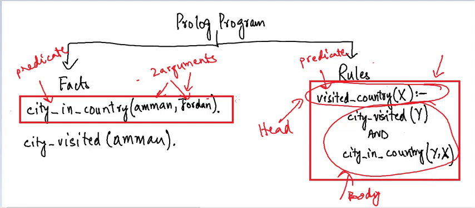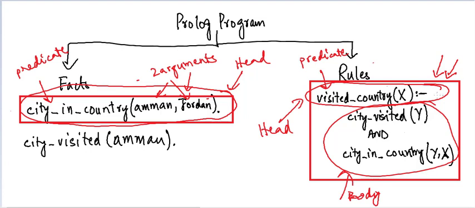As you can see, in this case, we don't have a body as such. We only have the head of the clause, right? So in this case, the clause is made up of two parts. There is the head of the clause and the body of the clause. In this case, the clause is made up of the head only. It does not have a body part.